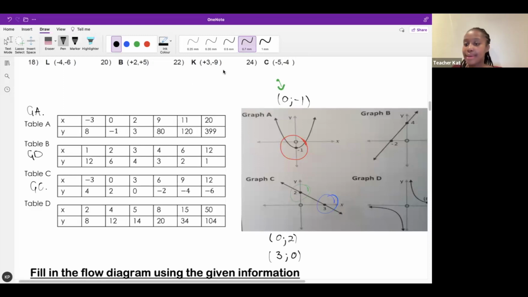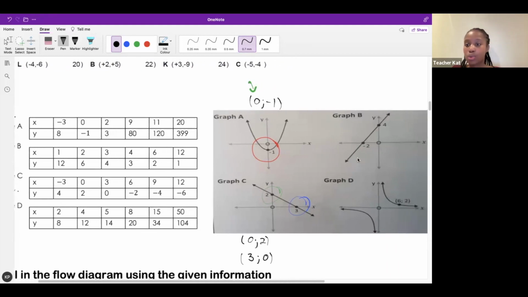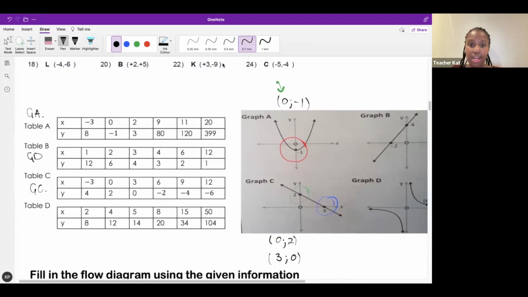Now for graph B, none of those points will be located in the table. Okay, so how are we going to make sure that those points are actually valid? Does anyone have an idea of how we would make sure that graph B is a match for table D? Think of the previous lesson. What were we doing in the previous lesson? Anyone? No one knows?